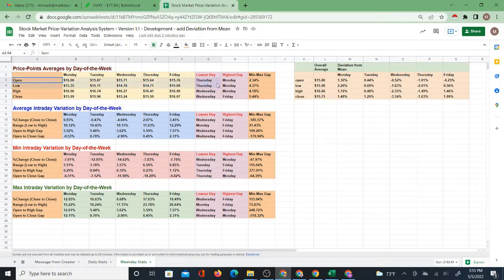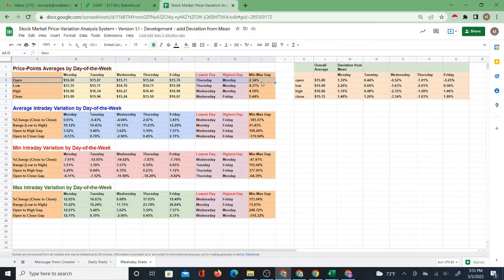This is how you do this, just breaking it down. The lowest open price is Thursday. Thursday has the lowest average open price. Monday has the highest average open price on this, okay? And this is just to get started, just to give us an idea.